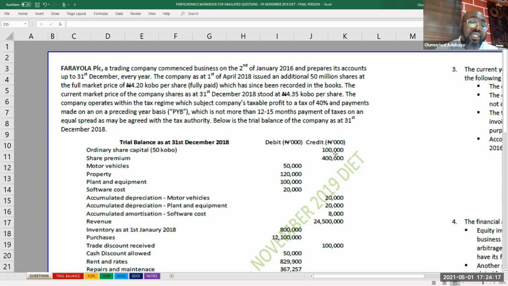Now, who can explain? Let us take away the tax aspects. The first sentence or two sentences I've read, which border on additional issue of shares, which has been recorded. What is the significance of that information to you in the whole process of solving this problem? Contribution, before I put my own view.